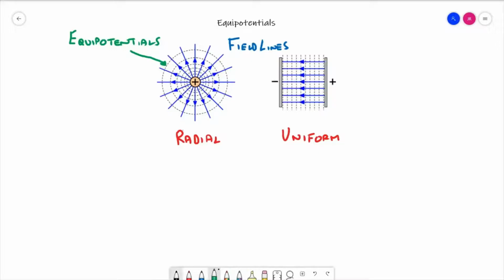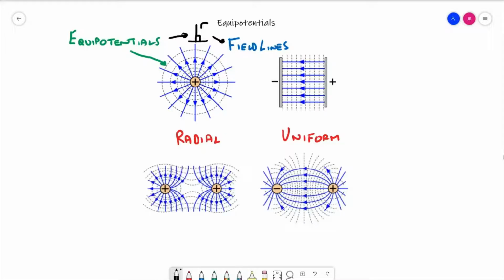In both cases and in both diagrams, we can see that the equipotentials and the field lines are perpendicular to each other. And that's a general rule, that equipotentials will always be perpendicular to electric field lines. And in fact, that rule will hold true no matter how complicated our diagram might be.